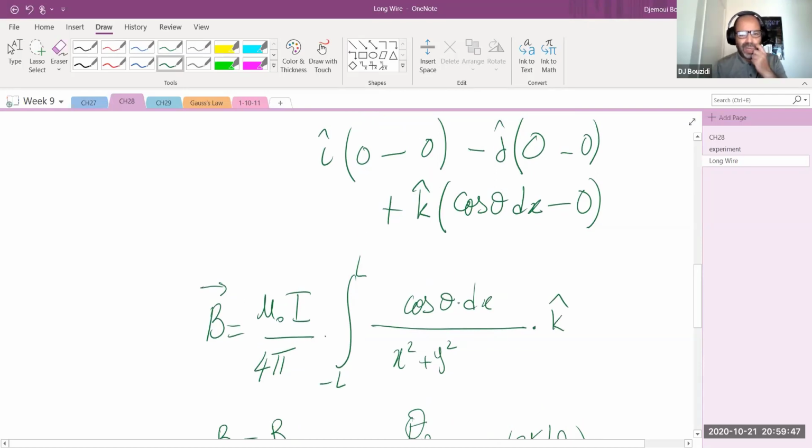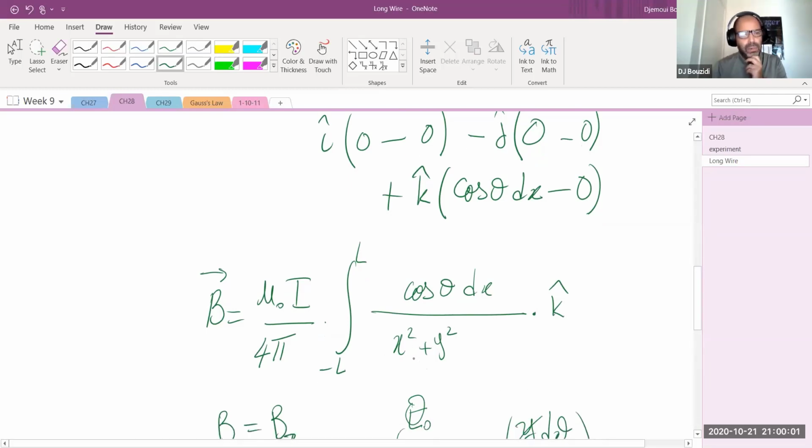Because this whole thing is even in terms of x. The integrand is even in terms of x. You have an x squared plus y squared. The cosine theta itself is also an even function in terms of x. It's basically y over the square root of the same number.